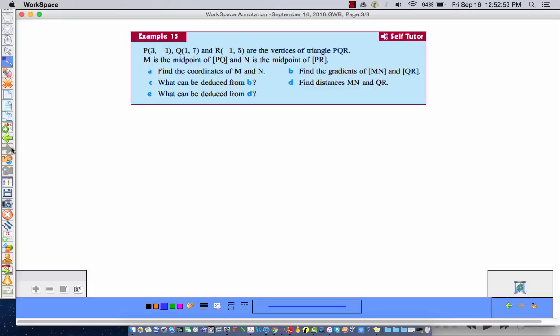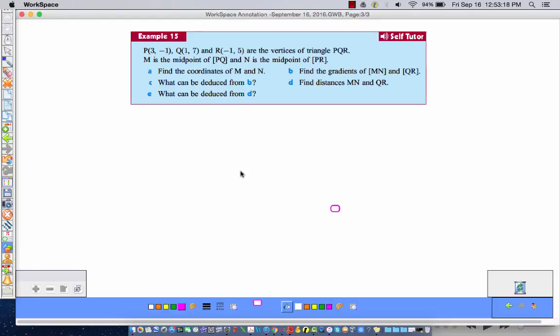All right, so this is our only example. Should be a short little lesson here. We got some points, and they are vertices of triangle PQR. M is the midpoint of PQ, and N is the midpoint of PR. So let's have a look-see here.